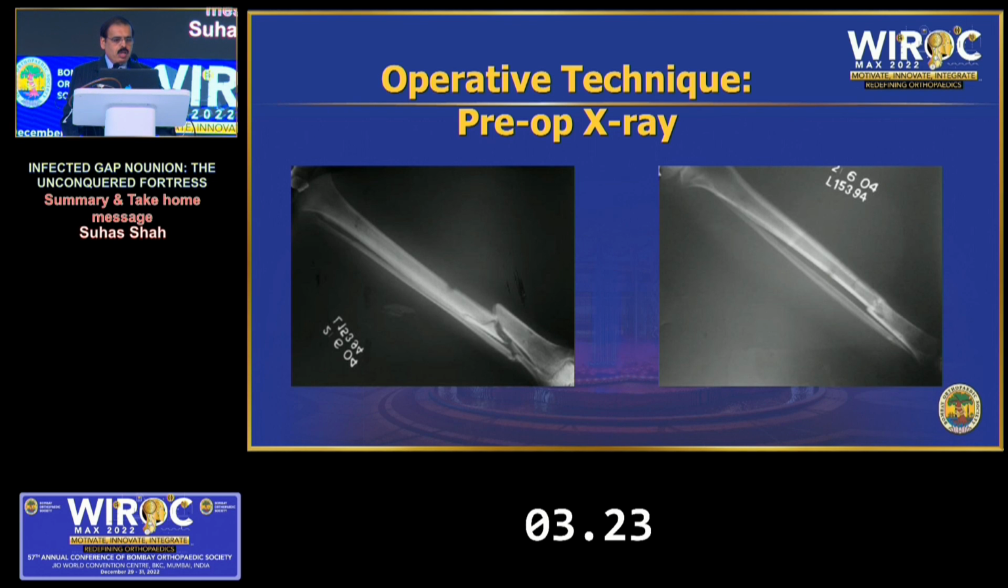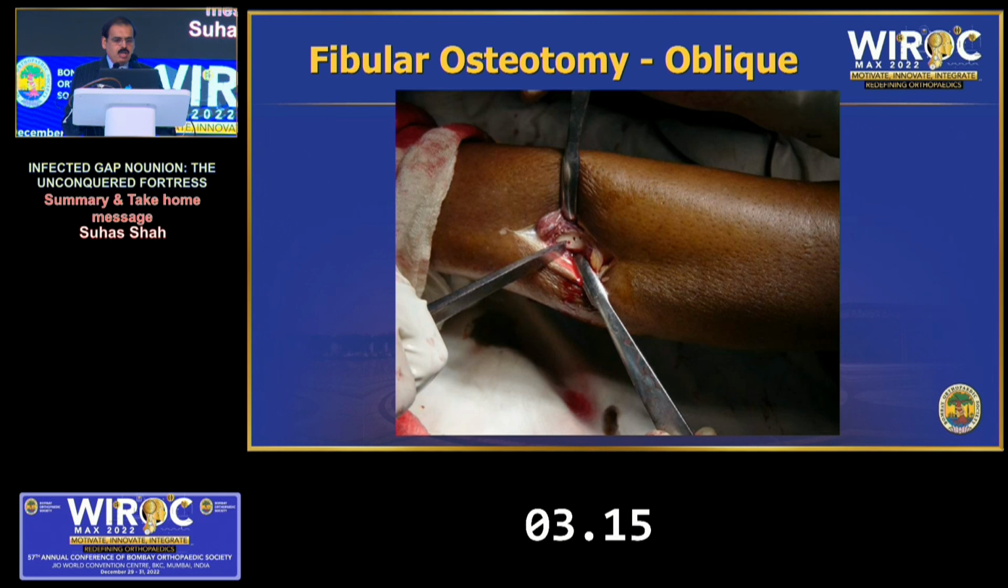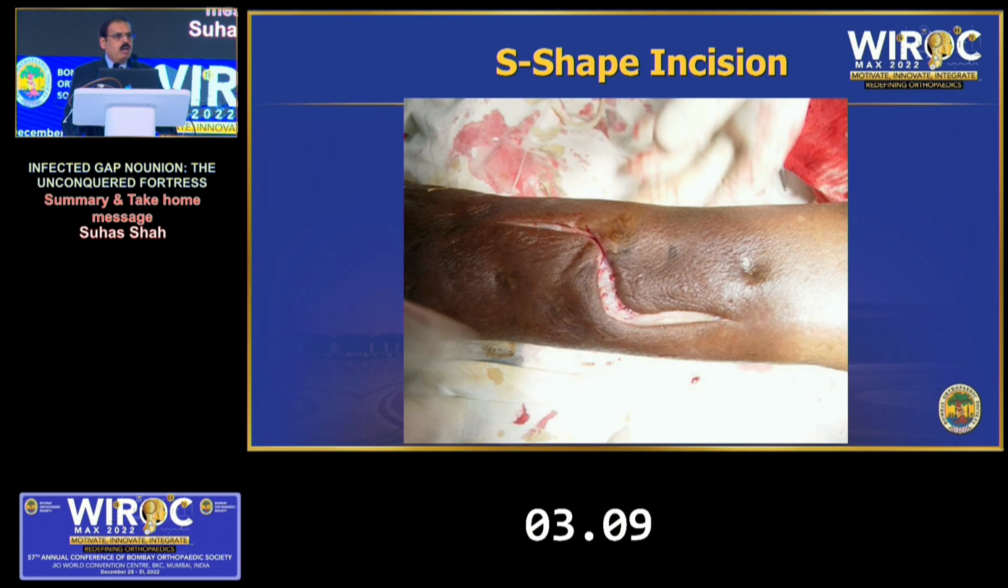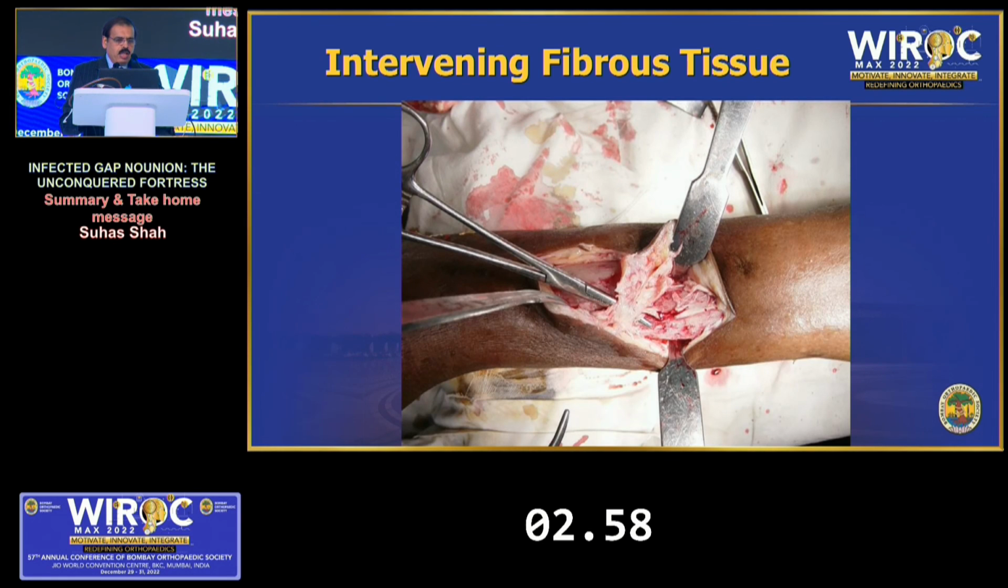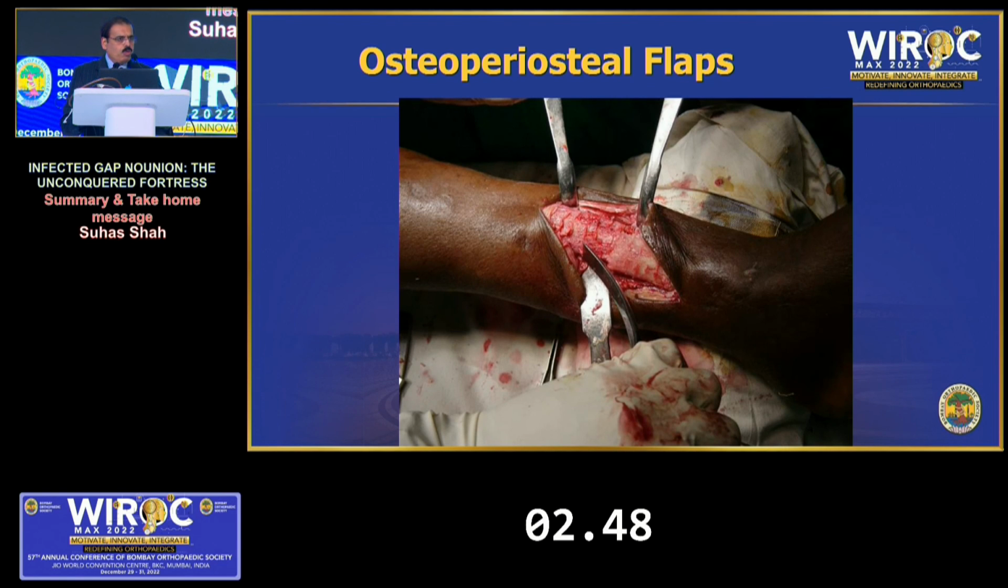Like this is the infected non-union, this is the positioning, we prefer the iliac crest. Fibular osteotomy is important because we are trying to do acute docking. Then this S-shaped incision is important because in acute docking, if you take a vertical incision, it becomes diamond. And if you take an S-shaped incision, then it is easy to close the skin. Then there is always intervening fibrous tissue which requires excision of the bone ends, proper medullary canal reaming, and osteoperiosteal flap raising, which is also very important.